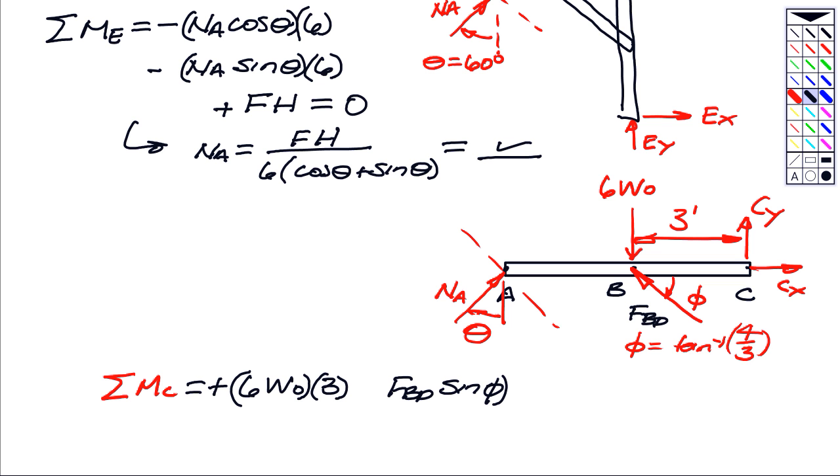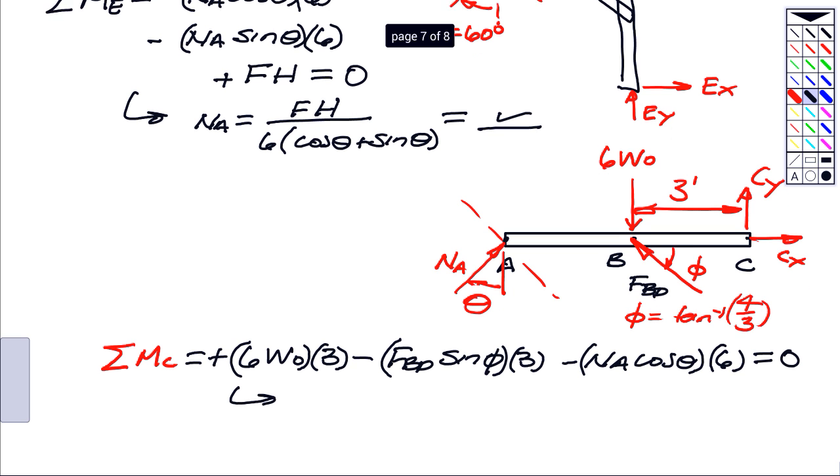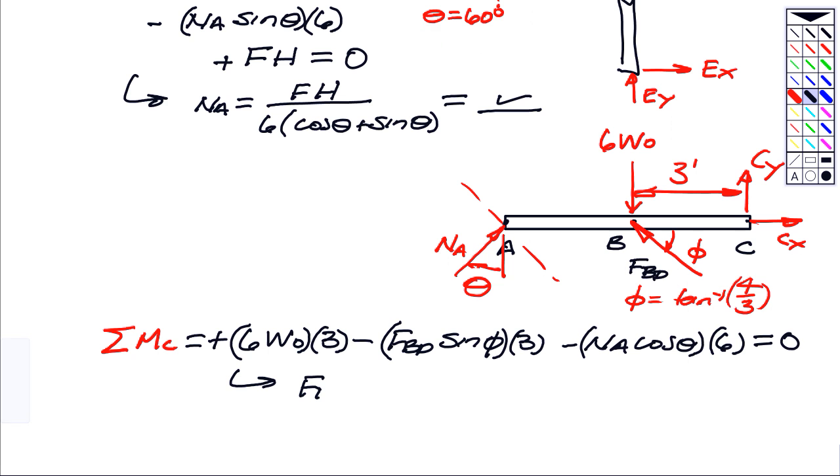That has a moment arm also of 3, but that's in the negative k. And then I have NA. The y component is NA cosine of theta. That will have a moment arm of 6. The x component of NA acts through point C, so it doesn't cause a moment about C. So that sum for equilibrium is 0. So from that, I have now calculated the load that's carried by member BD.